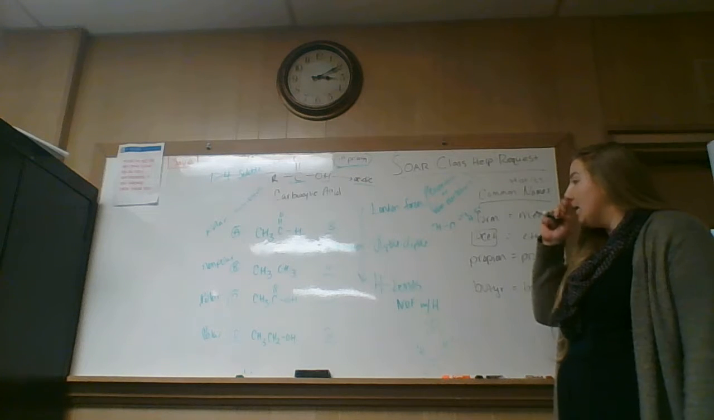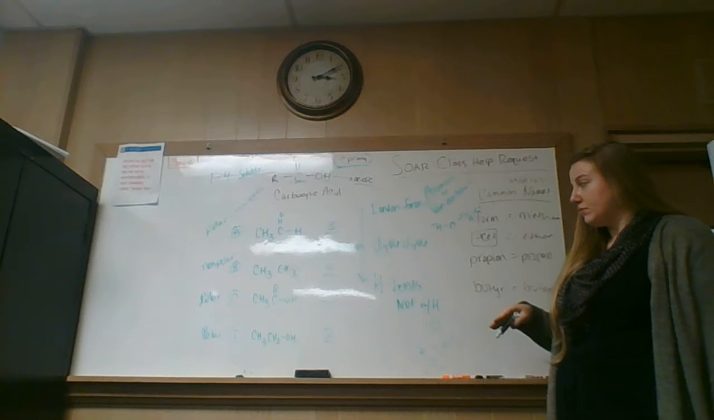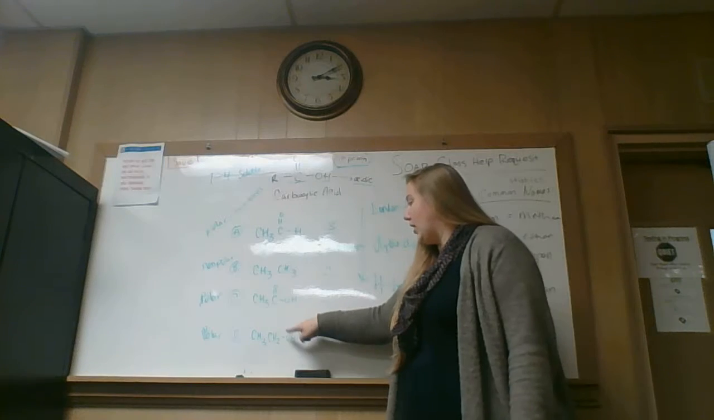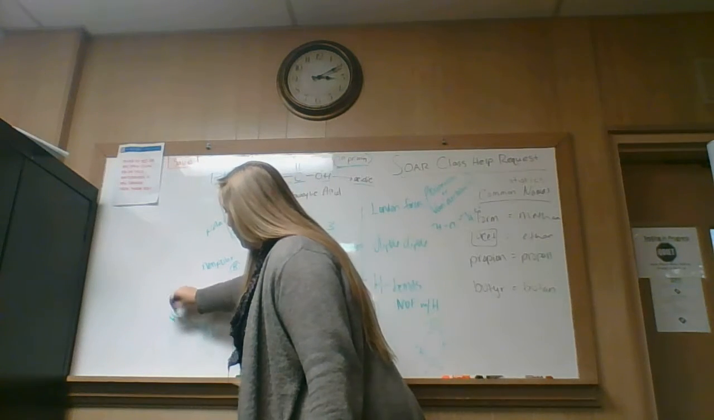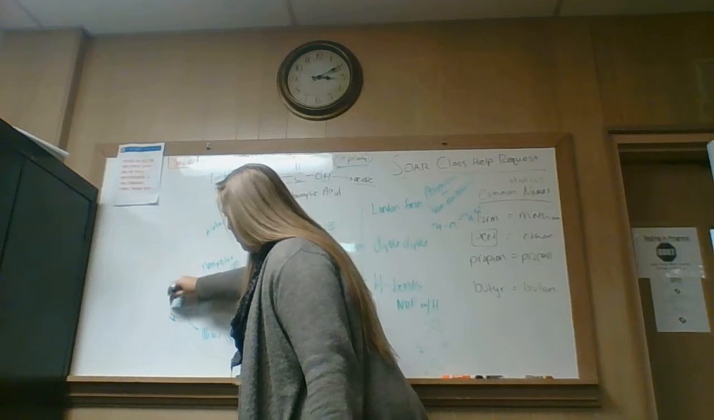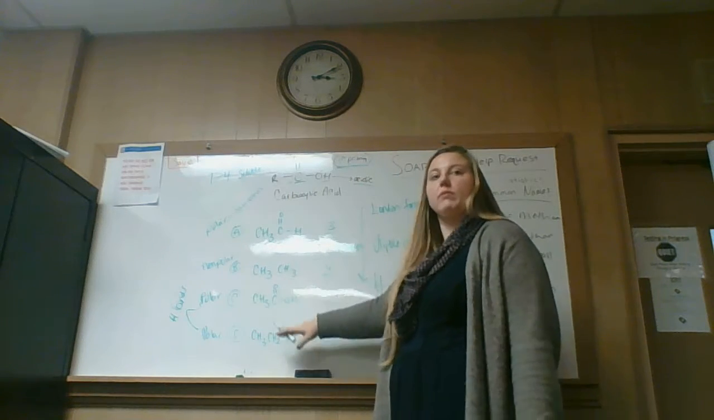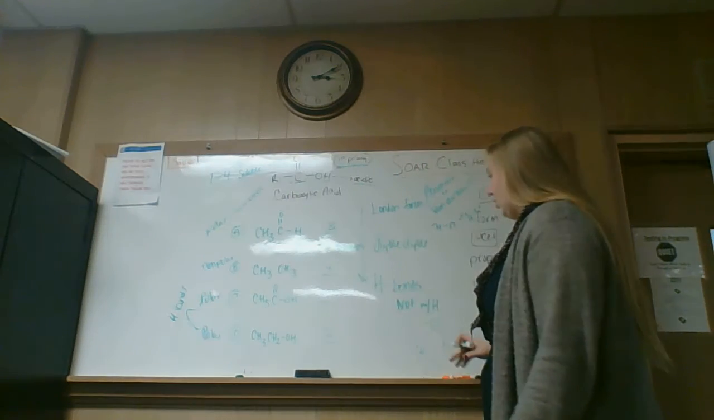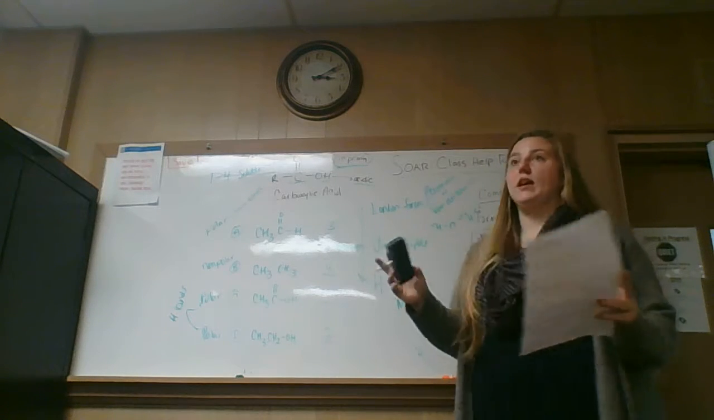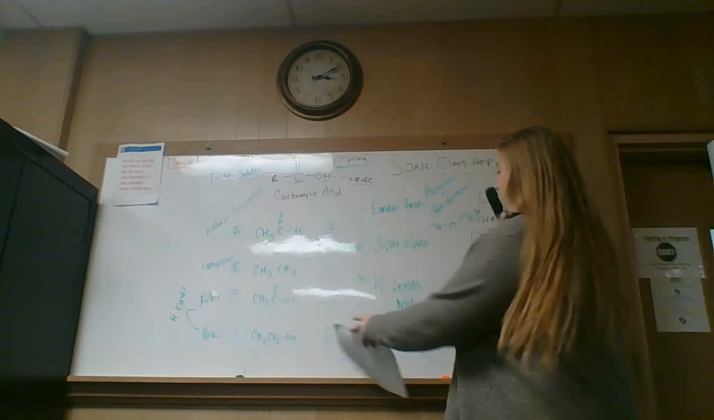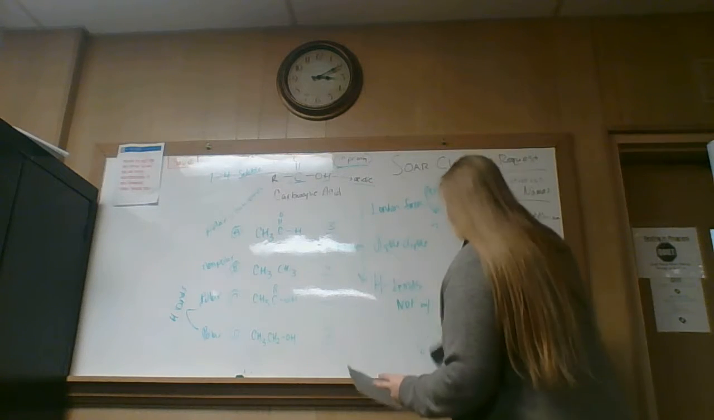Okay? Now, looking at C, we have an OH group. So both of these can make hydrogen bonds. But what makes this one different from this one? The carbonyl group. Yes, but more specifically, it allows for 2 hydrogen bonds versus just the one. So let me erase this.